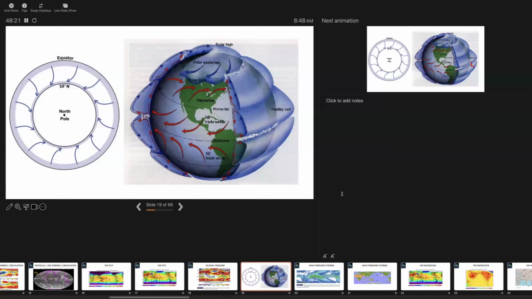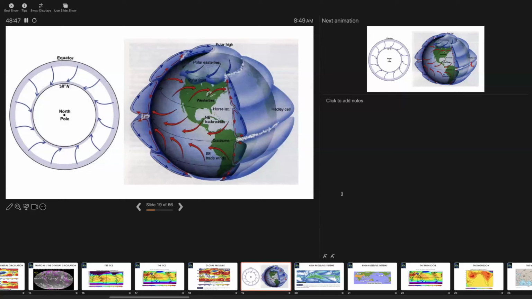If the Earth was rotating more quickly, what would that look like? Where would those high pressures be, do you think? Do you think they'd be further north or further south, if the Earth suddenly started speeding up? Why? Yes.